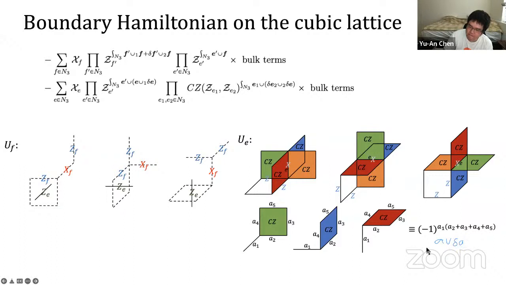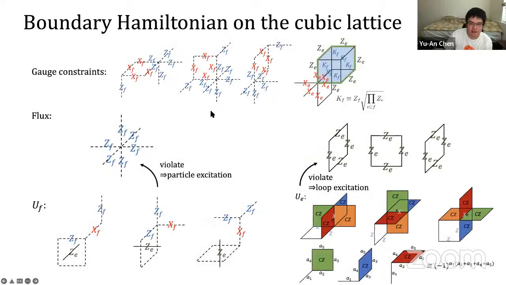So I think this is the most exciting excitation I found for this model. Let me summarize in a clearer way. So far, the first line here we can consider a gauge constraint, so every operator must commute with them. For this gauge constraint, the easiest operators we write down are just some flux operators. This is the ZF flux around a cube, and this is the ZE flux around a plaquette.